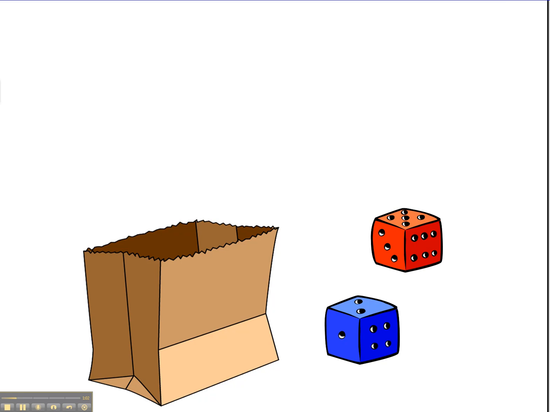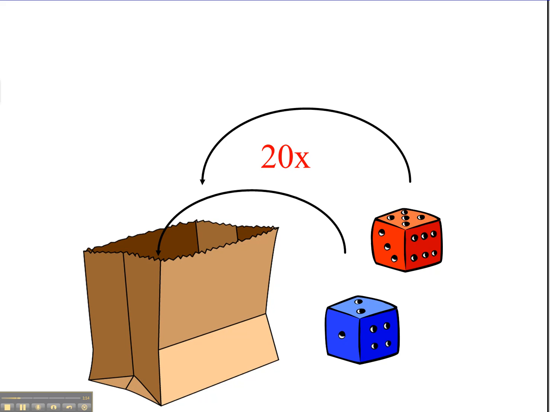So what she did was she took a red cube and she took a blue cube, and I've used dice here, but you can use cubes or whatever you want. She put them in a paper bag, and that represents the colors of the two blankets. She did this 20 times, and she recorded the results on a chart.